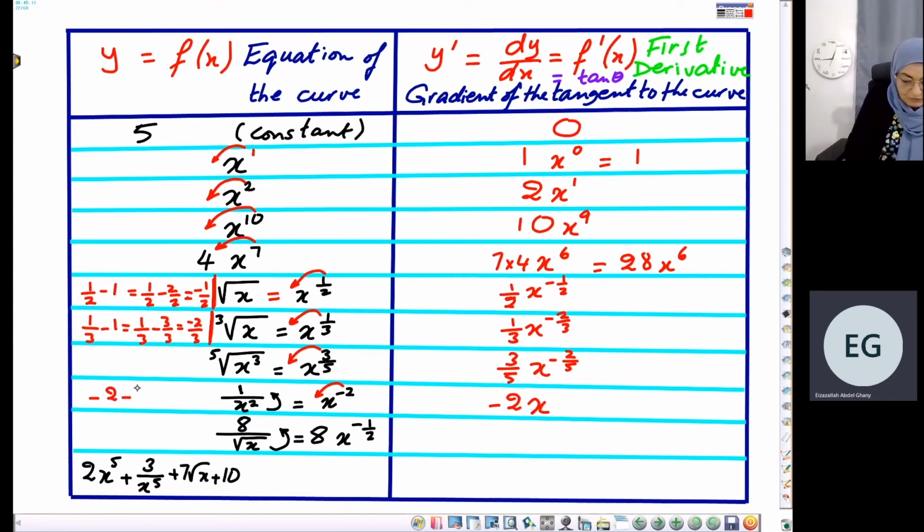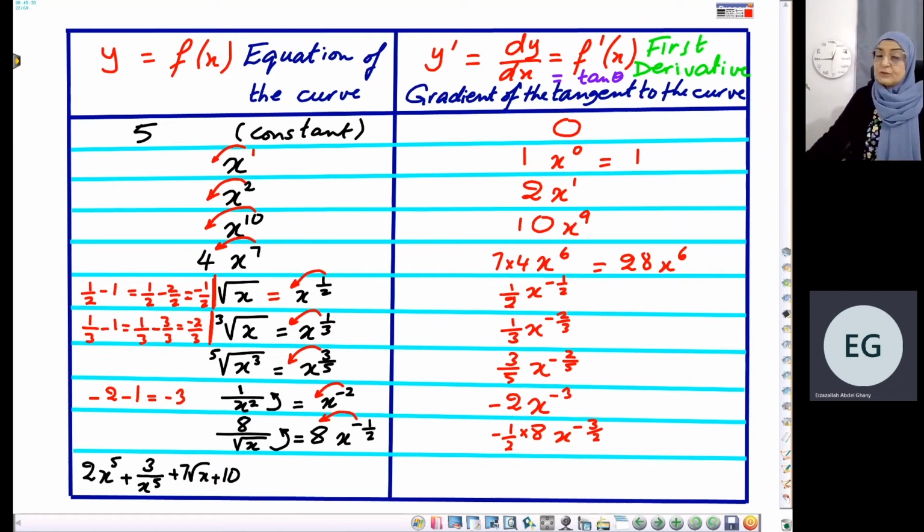-2, when you minus 1, it will be what? -3. What about this one? Power goes down. Oh, it will hit the 8. No problem. It's -half and multiply by 8. And then x to the power of -half minus 1 is -1.5, which is -3 over 2.